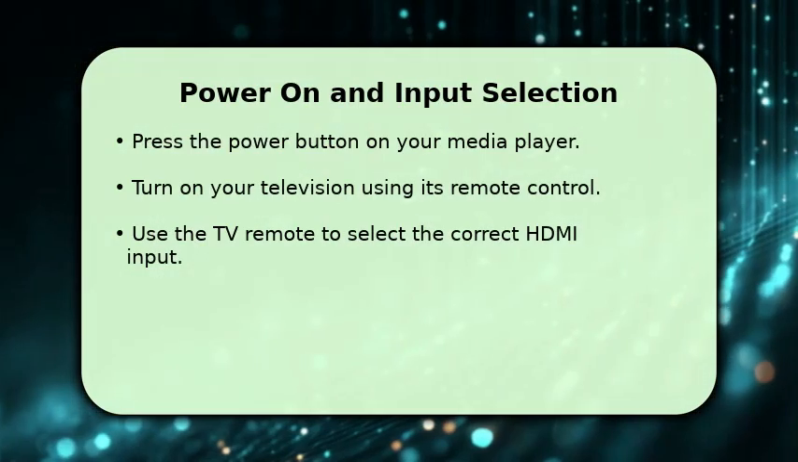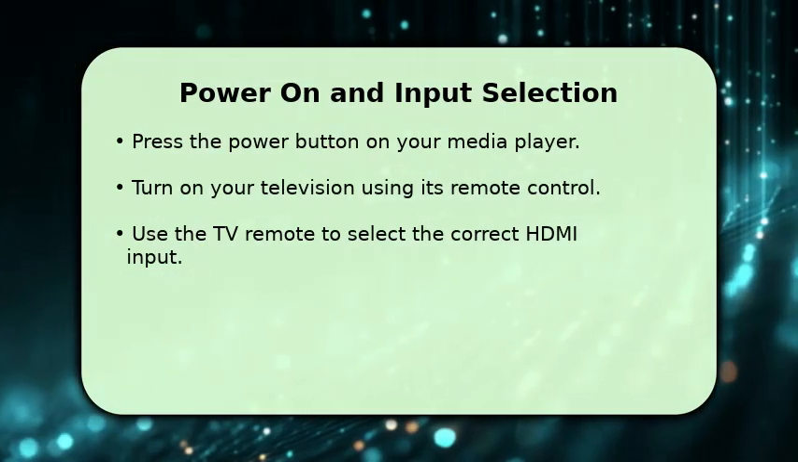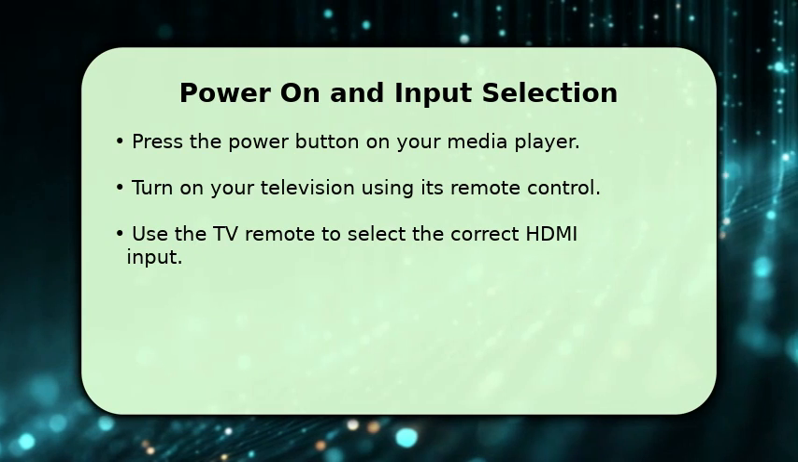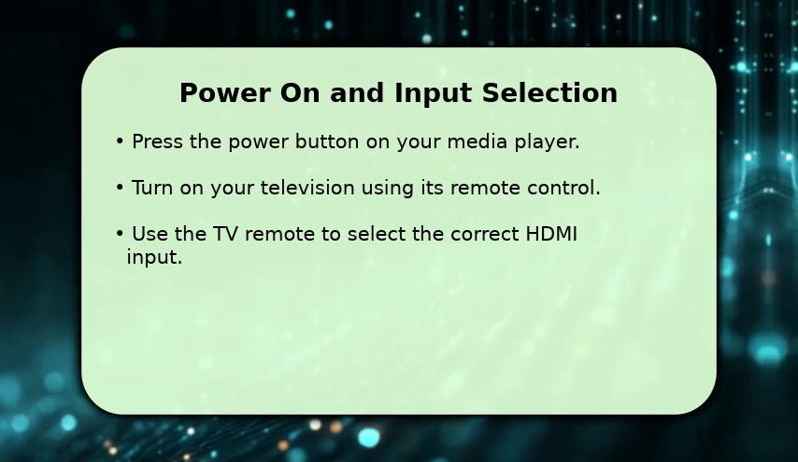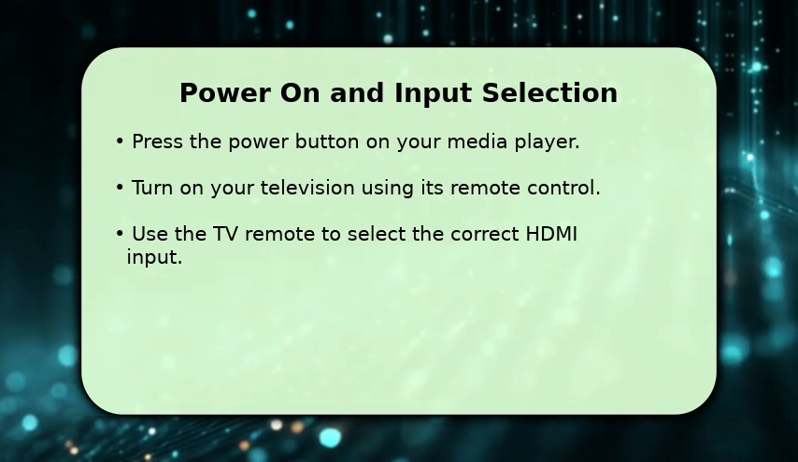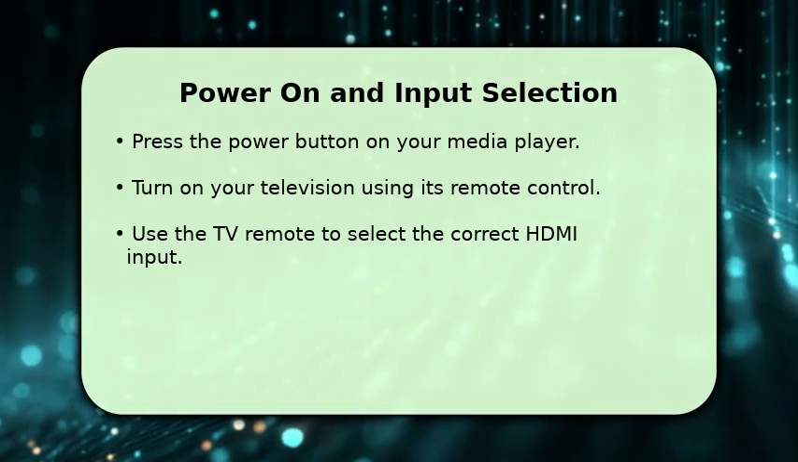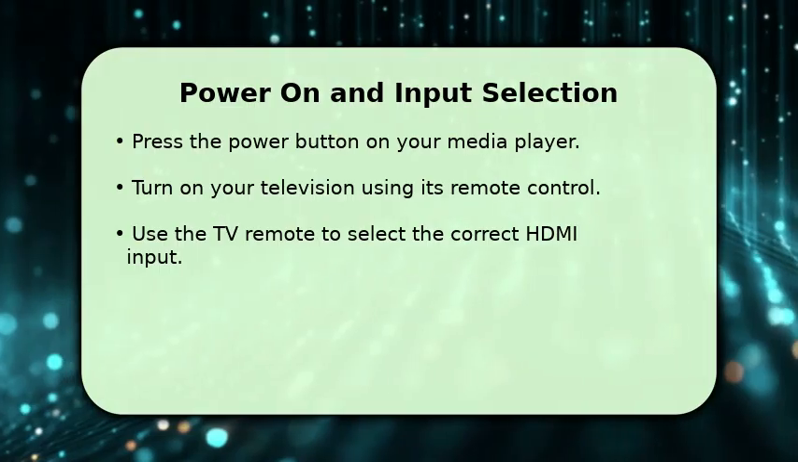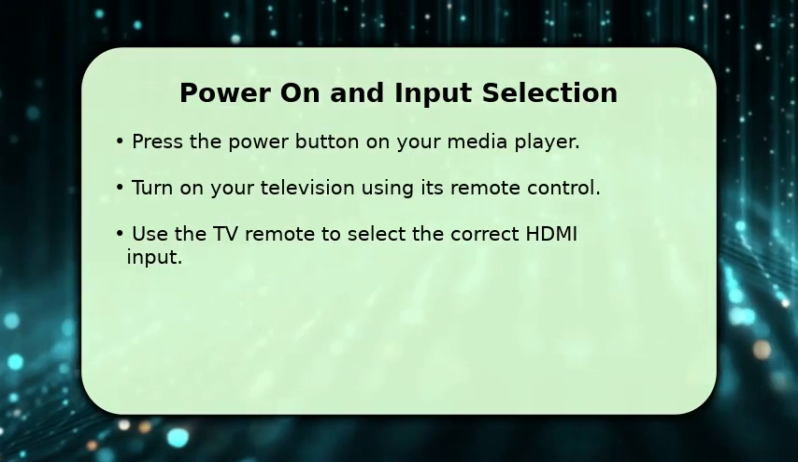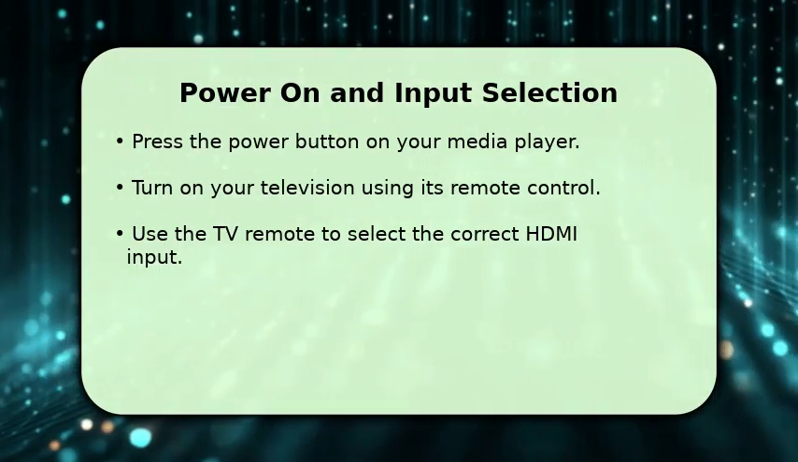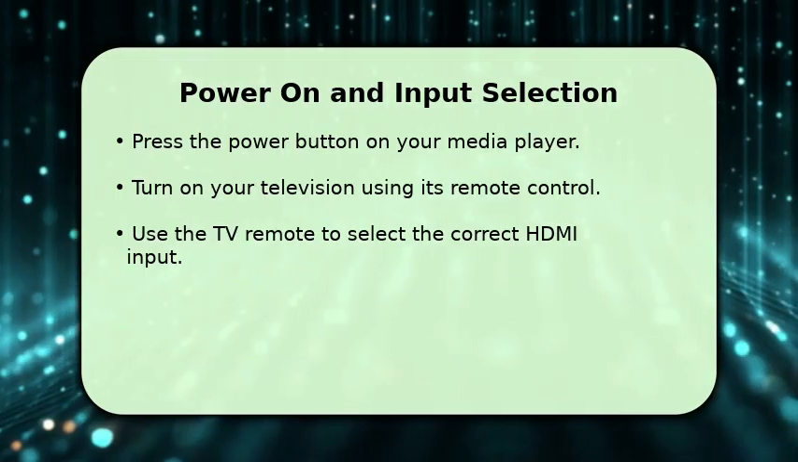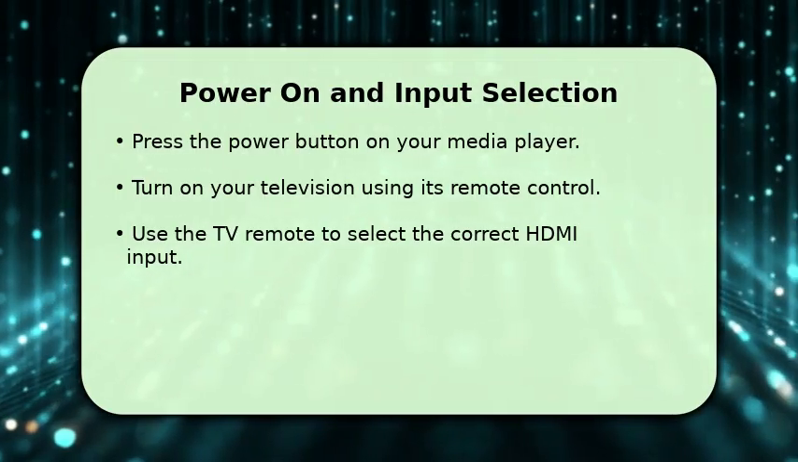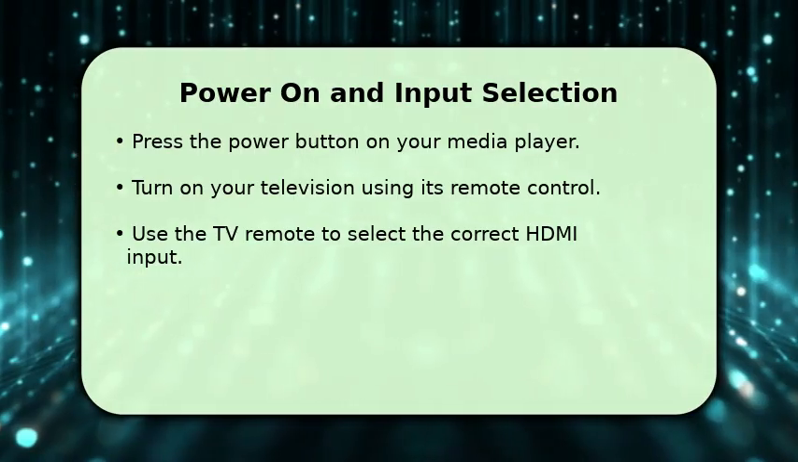With all cables connected, it's time to power everything on. First, press the power button on your full HD media player. You might see an indicator light illuminate. Next, turn on your television using its remote control. Then, using your TV remote, navigate to the input or source menu and select the HDMI input number where you connected your media player. You should now see the media player's main interface displayed on your screen.